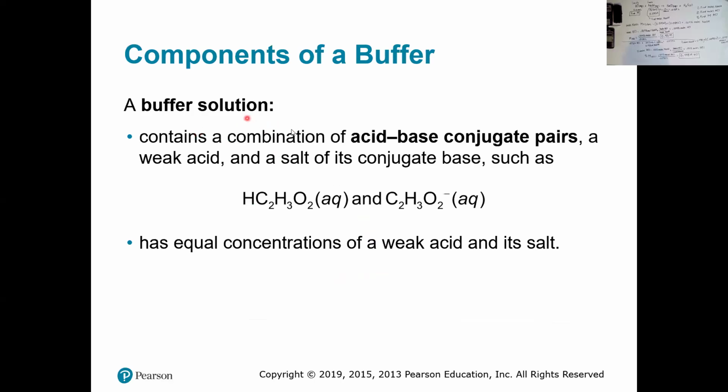Buffer solutions are created by combinations of our acid-base conjugate pairs. Okay, so any of our weak acid and conjugate base pairs or vice versa, like in this case, we have acetic acid and the acetate ion. These will make a very good buffer system. An excellent buffer is going to have equal concentrations of the weak acid and its conjugate base or its salt present. Okay. You want to have as much weak acid as conjugate base so that your buffer is equally good at absorbing either the addition of acid or addition of base to the system.